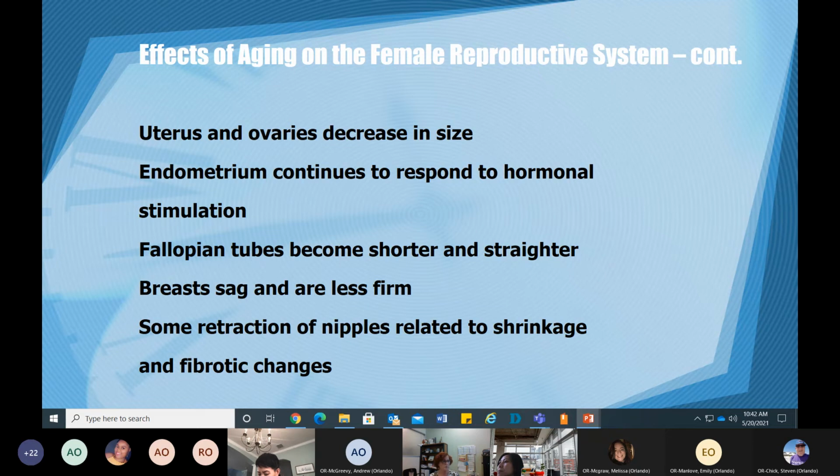Some of the abnormal changes in the female reproductive system would be cancer, particularly vulvar, cervical, and uterine cancers. That's in the female.